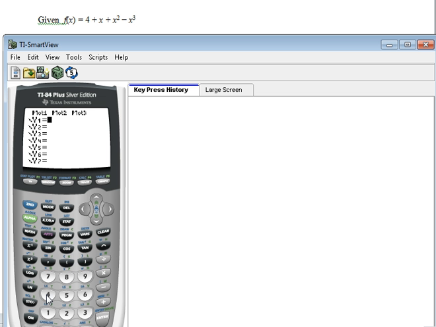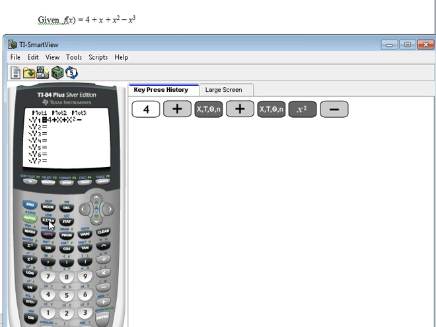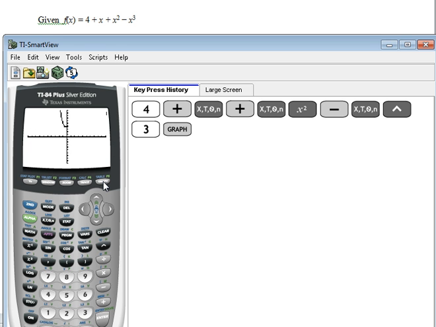We're going to enter the function in the y equals screen: 4 plus x squared minus x cubed. Now we're going to graph this in the standard window and see that our interest is in the first and second quadrant, right around y equals 5.